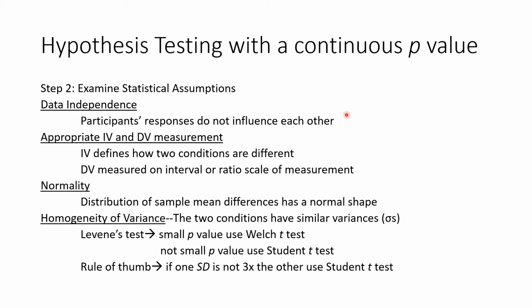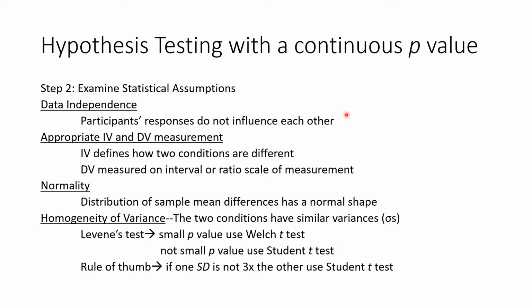The second one is appropriate IV and DV measurement. In this case, the independent variable is identifying how the two conditions are different from each other. Well, one group is getting a verbal label and the other group is not. So those are our two levels of the independent variable. The independent variable is a condition or what information they are given. And one group is given the labels and one group is not. So that is two levels of the independent variable.